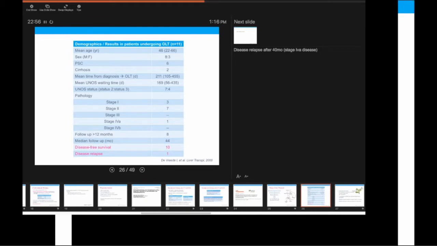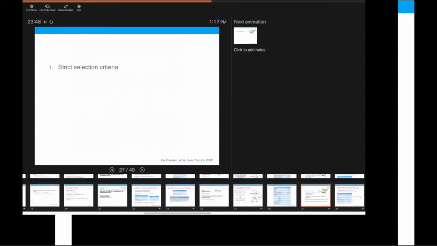As for the follow-up at the time of this publication, 8 of the patients had greater than 12-month follow-up, and the other patients were still undergoing follow-up after transplantation. 10 of the 11 patients were disease-free and alive, and only 1 of the patients had disease relapse, which was asymptomatic. So this study had a very strict selection criteria.